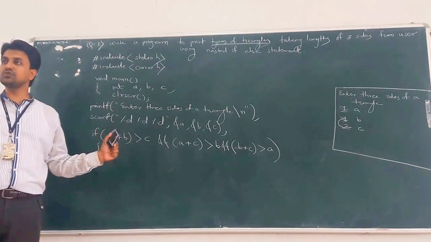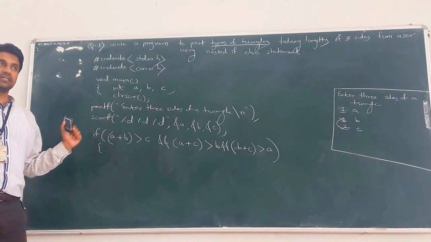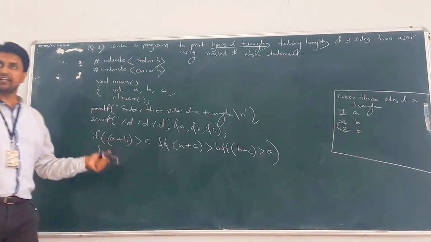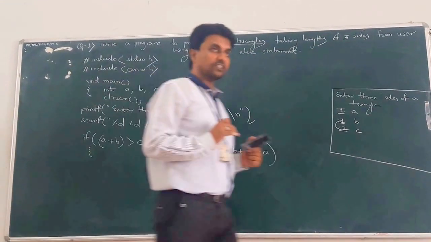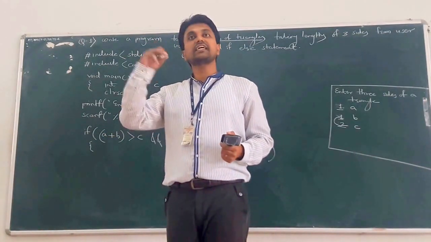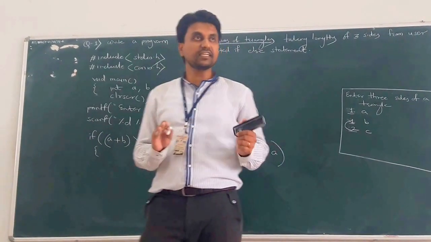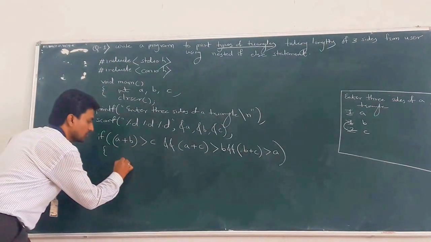If this condition is true, then only we can check whether it is isosceles, equilateral, or a simple triangle. So first, what is the first condition? Inside this if, we first check whether the three sides are equal. If three sides are equal, then we can say that it is equilateral. So how to check?